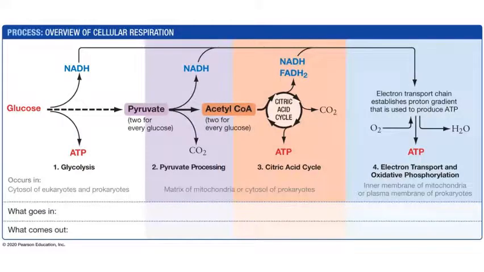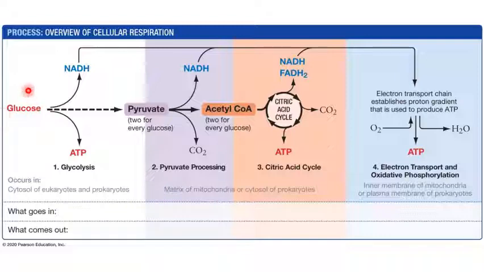So now we'll go through the processes in cellular respiration, and we'll cover fermentation at the end. So here you have a basic overview of the processes that occur in cellular respiration. You start with glycolysis. Next you have pyruvate oxidation, also called pyruvate processing. Then you have the Krebs cycle, also called the citric acid cycle. Finally, you have oxidative phosphorylation, which includes the electron transport chain and chemiosmosis.